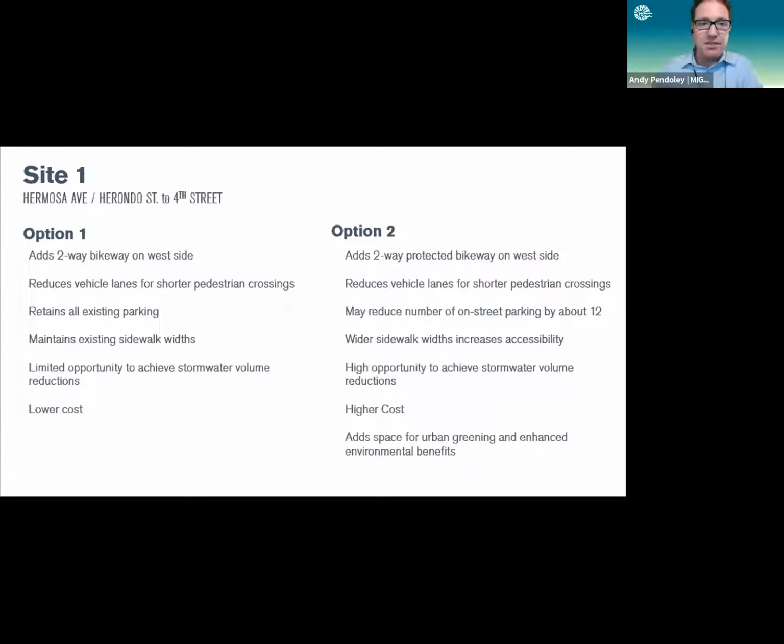Go ahead. What are some of your thoughts here about these options? What's resonating with you? Where do you have concerns?